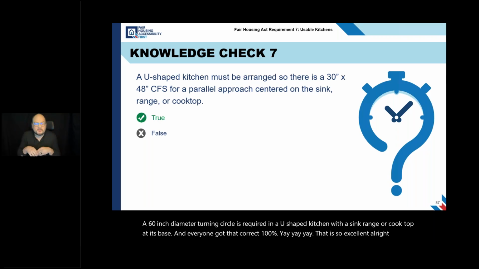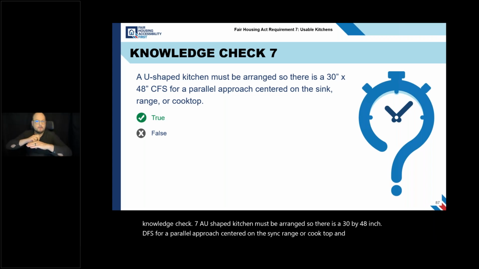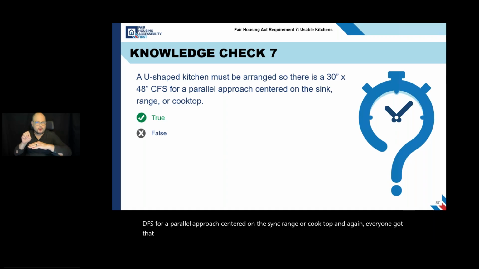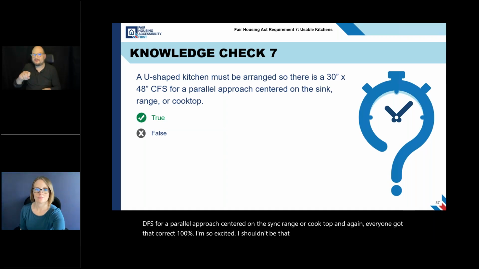And knowledge check 7. A U-shaped kitchen must be arranged so there is a 30 by 48-inch CFS for a parallel approach centered on the sink, range, or cooktop. And again, everyone got that correct, 100%. I'm so excited. I shouldn't be that excited, but I am.